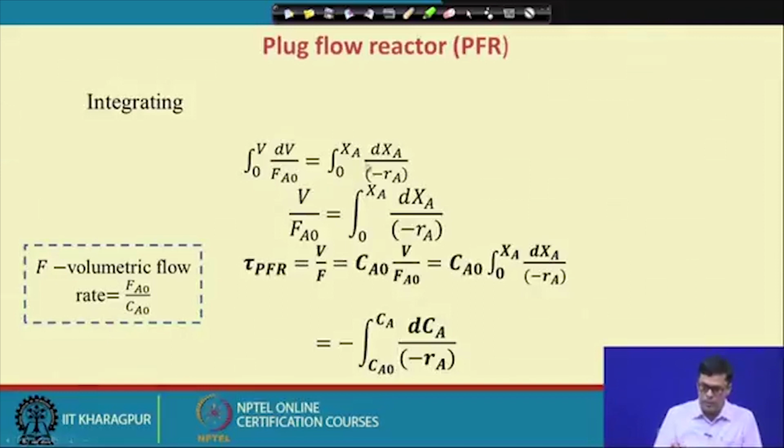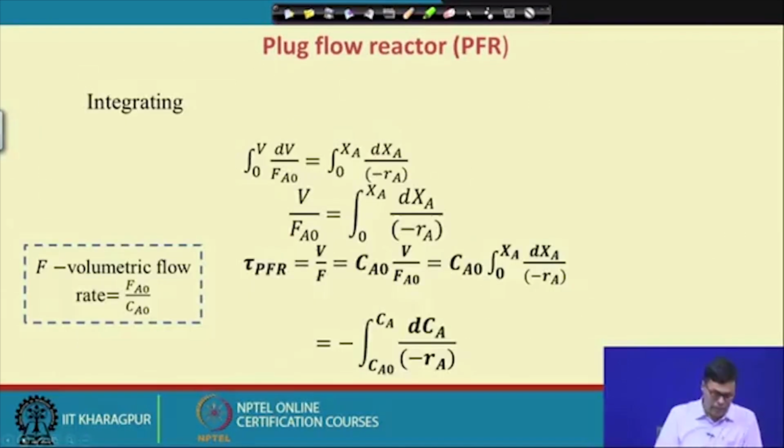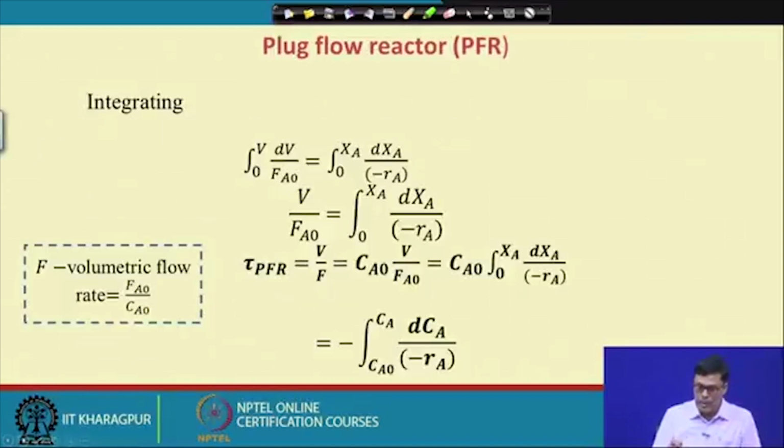So, we have this equation. If you look at the previous equation, it is like this. So, we can write dV by dFA0. Fa0 I can take it here. So, dXA by minus Ra. Am I right? So, that is exactly what he has written here: dV by Fa0 equals dXA by minus Ra. Am I right?